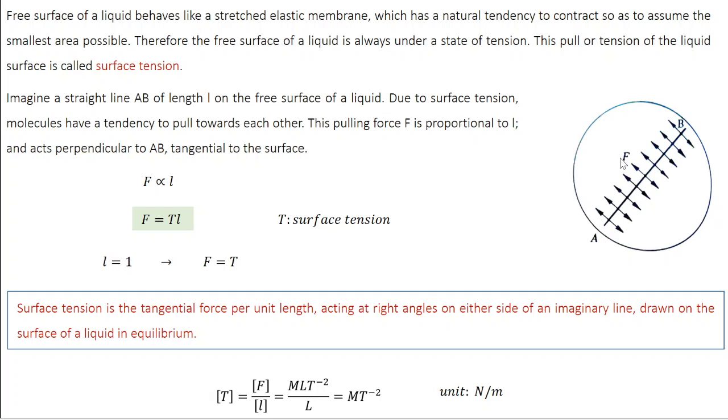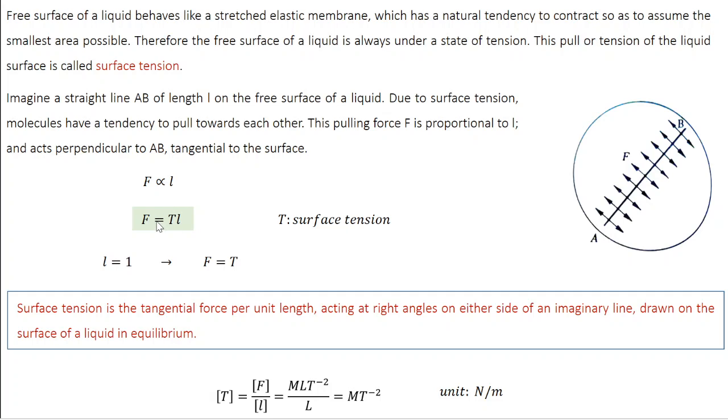So if you take the pulling force as F, it is proportional to the number of molecules on the line, and the number of molecules in turn is proportional to the length of the line L. Also, the force acts perpendicular to the line AB, which is also tangential to the surface. So I can write force F is proportional to L. I can replace the proportionality with a constant T. So I can write F equal to TL, where T is the constant of surface tension.